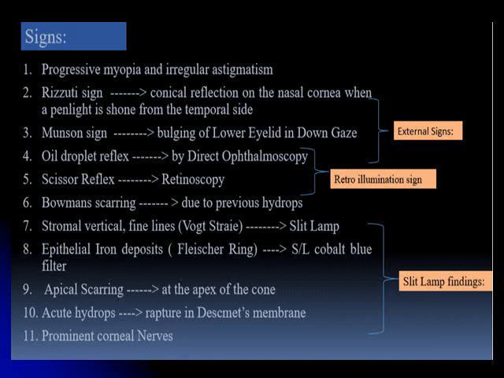Now, what are the different signs that you can see? The patient will present with progressive myopia and irregular astigmatism, what's known as the Rizzuti sign, which is when we throw the light from one side of the cornea, there will be a shadow on the other side of the cornea. Munson sign, this is a very late sign, oil droplet reflex by direct ophthalmoscopy, scissor reflex by retinoscopy, scarring of the Bowman's layer, and so forth.